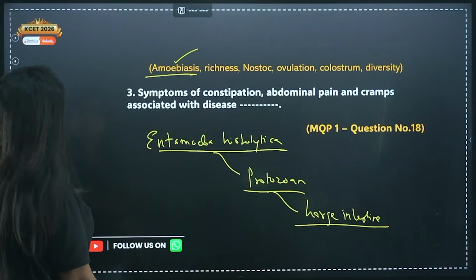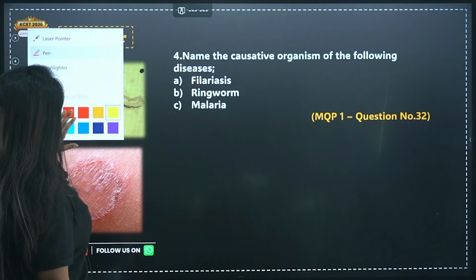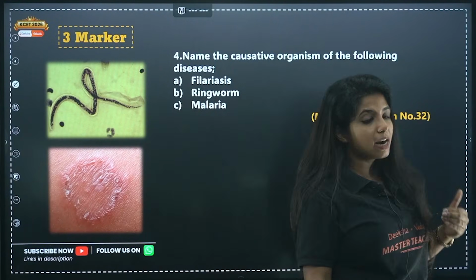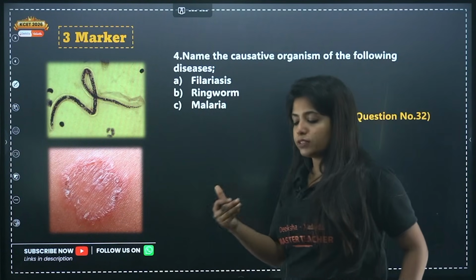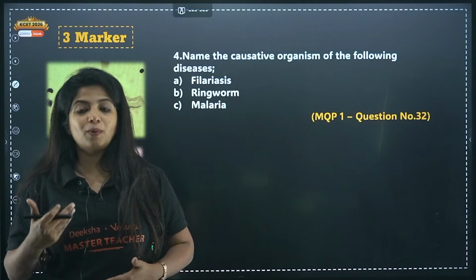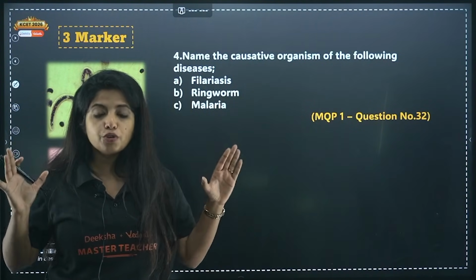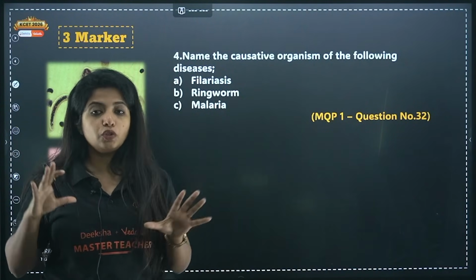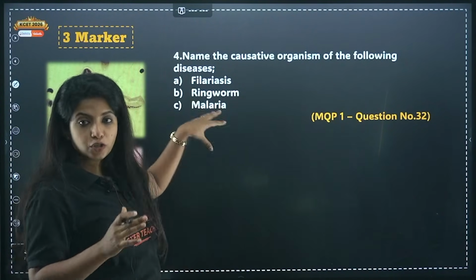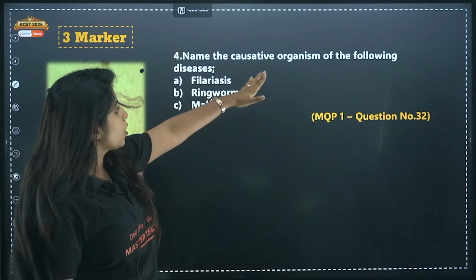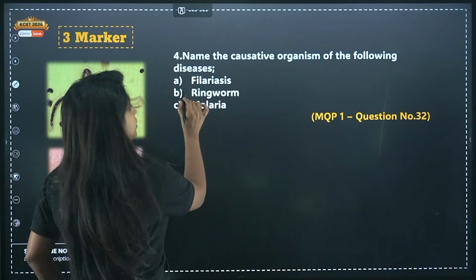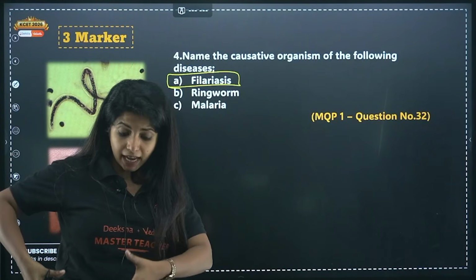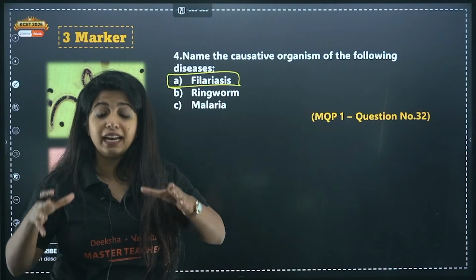Okay, done? Chalo. Now, question number 3. Every 3 marker question that I have seen in the model question paper says that this is a disease, tell the causative organism or probably tell the symptom of it. So you should know about all the diseases which are given in the chapter, go through it properly. Most of it we will cover here itself. So name the causative organism of the following disease. Filariasis. Filariasis means elephantiasis, where the person's leg becomes in the shape of an elephant's leg.